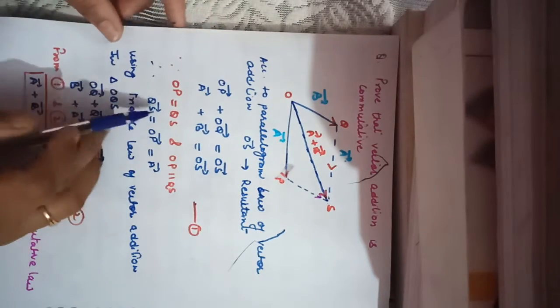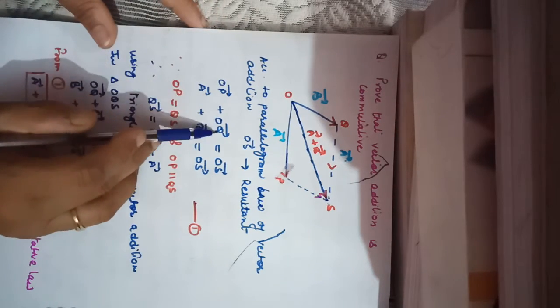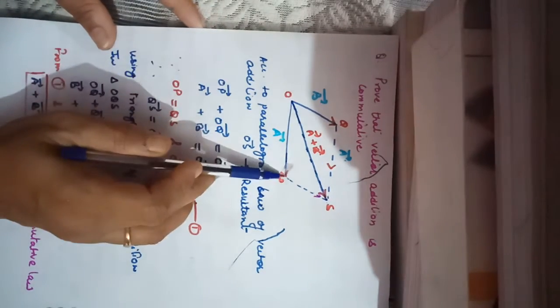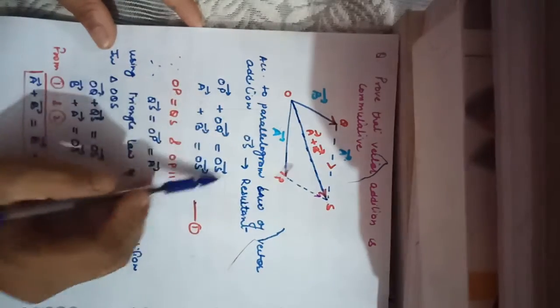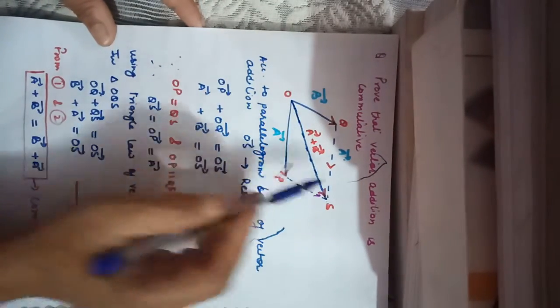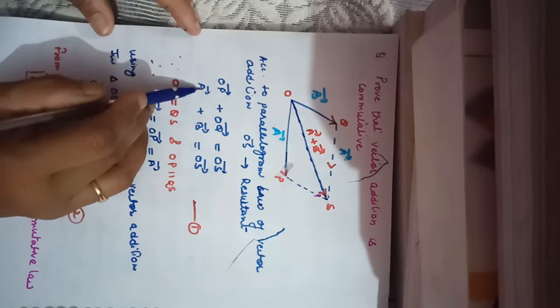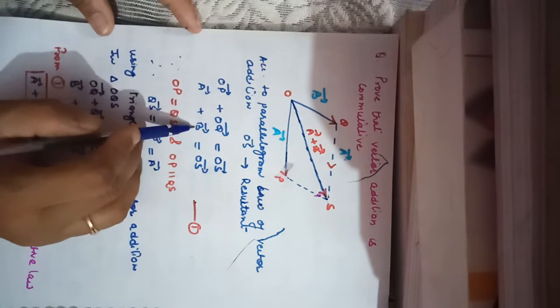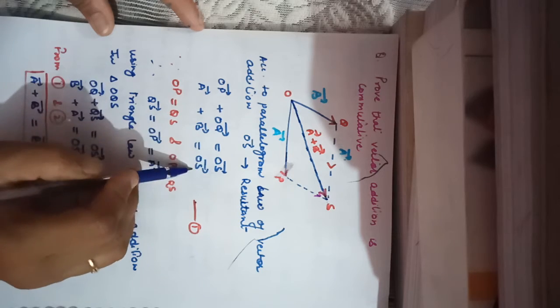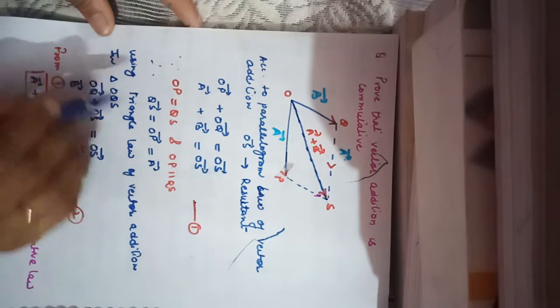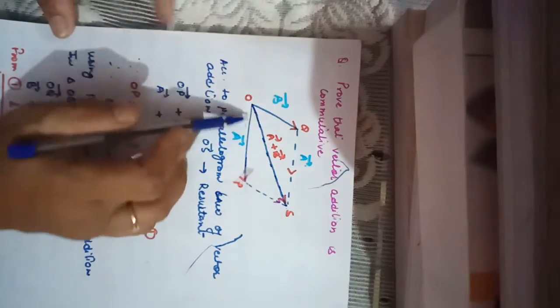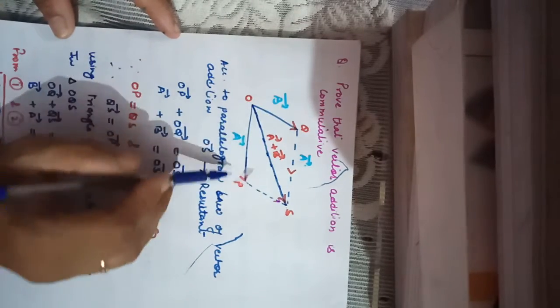Now I have written OP plus OQ. This is OP plus OQ, that will be equal to OS. This is according to the parallelogram law of vector addition. So OP is A vector and OQ is B vector and it is equal to OS vector. This is the first equation.